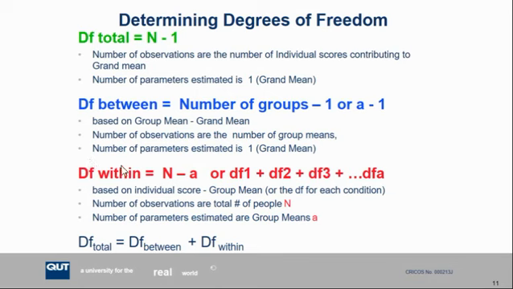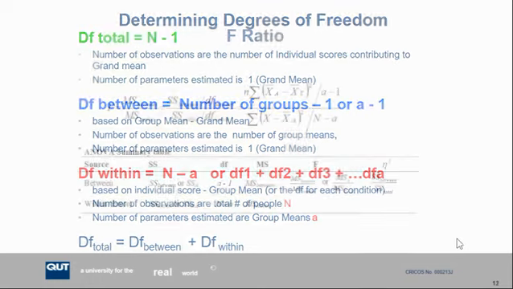Our degrees of freedom within is based on each individual score away from the group mean, because we are estimating the mean for each group. So our degrees of freedom within are the number of people in each condition minus the number of conditions, or the degrees of freedom of group 1 plus the degrees of freedom of group 2 plus the degrees of freedom in group 3, and so on. Yeah? Just like our variance, our degrees of freedom total will add up to degrees of freedom between plus degrees of freedom within.